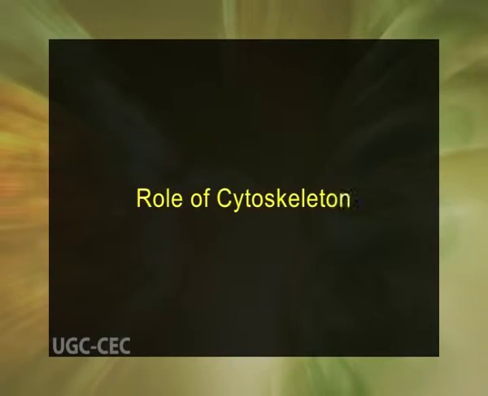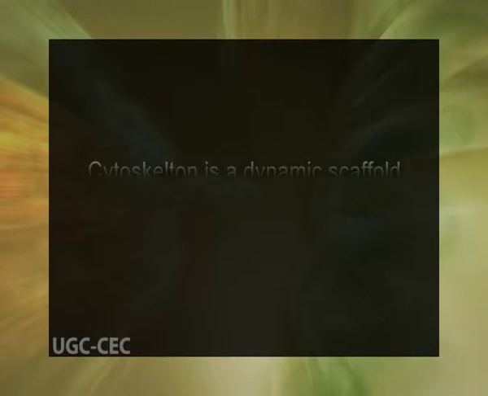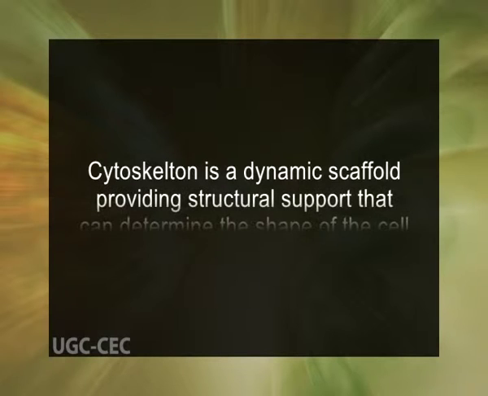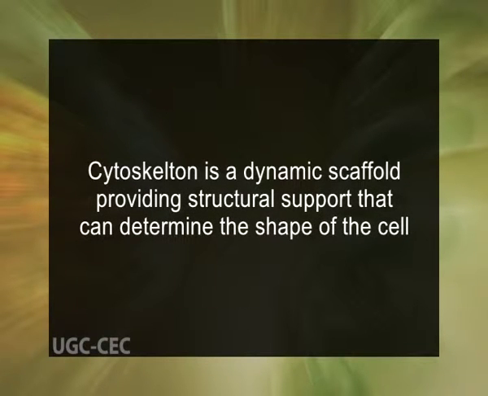Now we will discuss in brief the role of cytoskeleton. Cytoskeleton is a dynamic scaffold providing structural support that can determine the shape of the cell and resist forces that tend to deform it. It acts as an internal framework responsible for positioning the various organelles within the interior of the cell. It acts as a network of tracks that direct the movements of materials and organelles within cells. It is a force-generating apparatus that moves cells from one place to another.